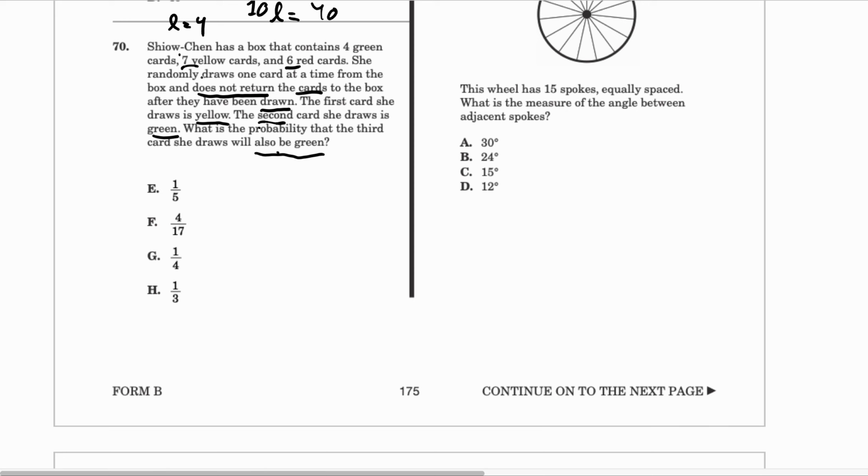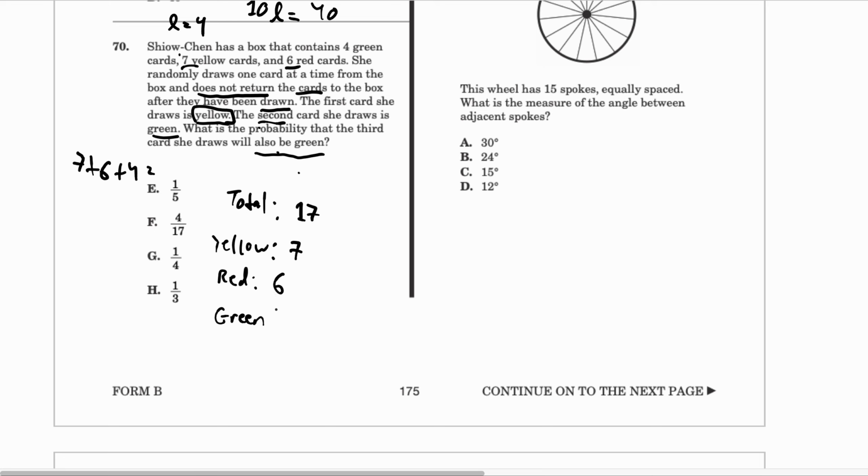So we have to look at what cards are left after she draws the first and second card. So the first card she draws is going to be yellow. So I'm going to keep track of the total number of cards and the amount of yellow cards and red cards and green cards. Okay, so initially the total number of cards is going to be 7 plus 6 plus 4. So that's just 17, right? And the amount of yellow cards initially is 7. The amount of red cards are 6. And the amount of green cards are 4.